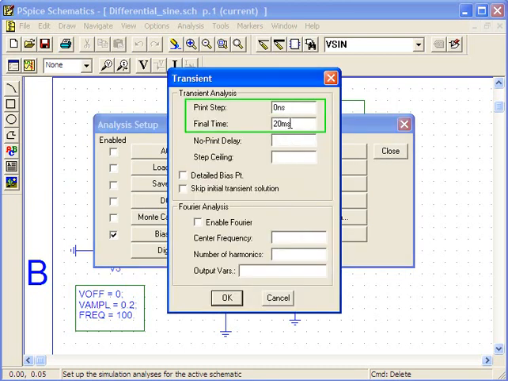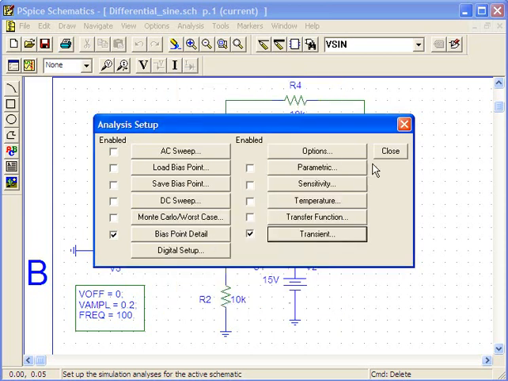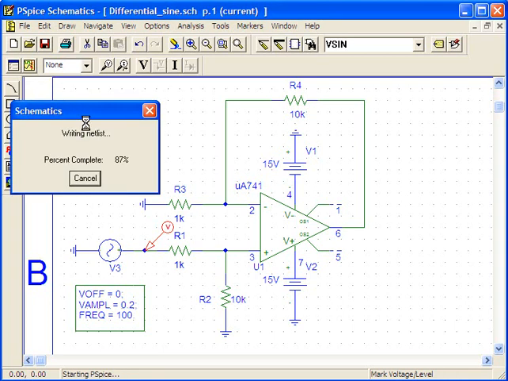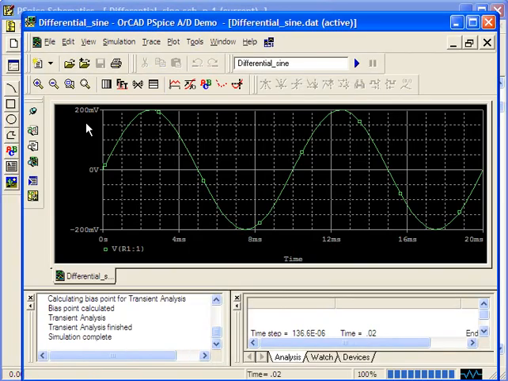For the simulation result, let's show only a couple of cycles. It's always a good practice to double check the input signal. This is not only true in practice, but also for simulation. Here's the input signal, a beautiful sine wave, 200 millivolts magnitude, and 10 milliseconds per cycle.